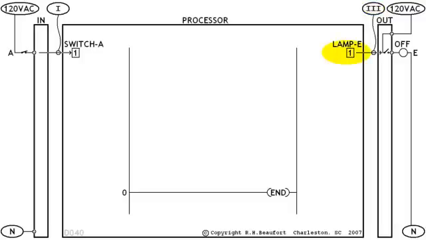The processor checks the status of the bit box and sees a 1. Then it sends this 1 status over to the output module, and that tells the module to close the contacts and lamp E comes on.